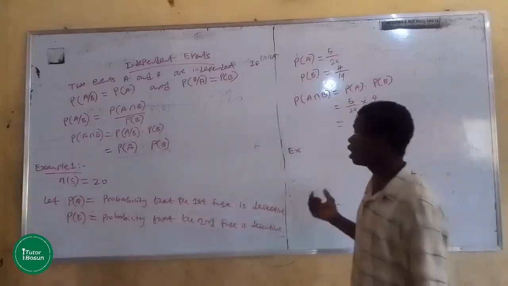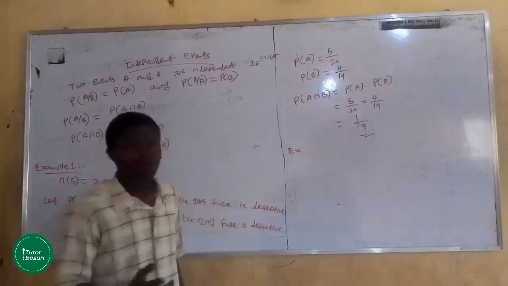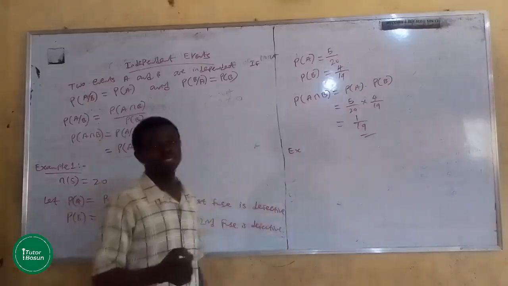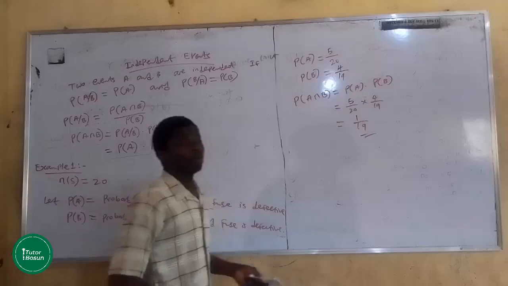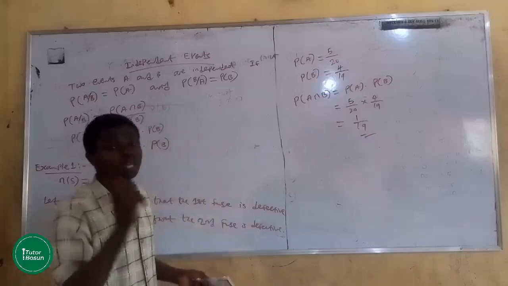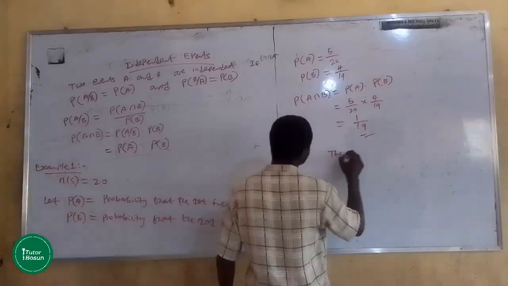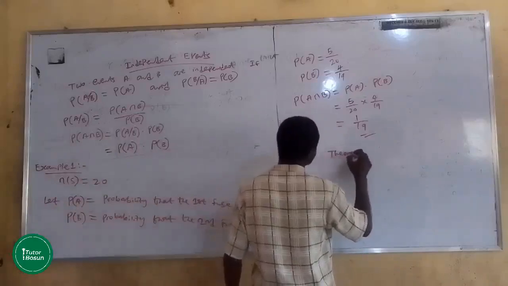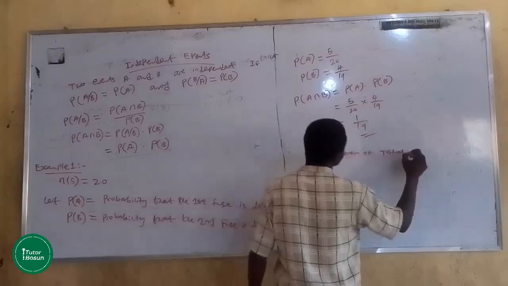And the second example we need to be solving falls under the second aspect, which is the theorem of total probability. So let's quickly move to the theorem of total probability.